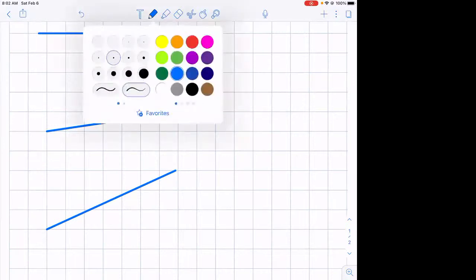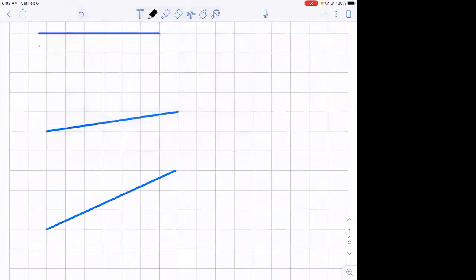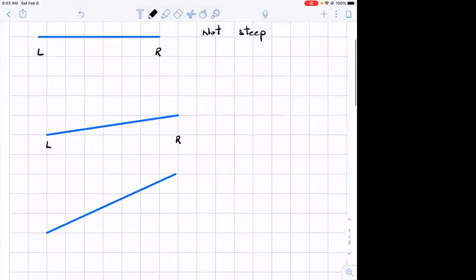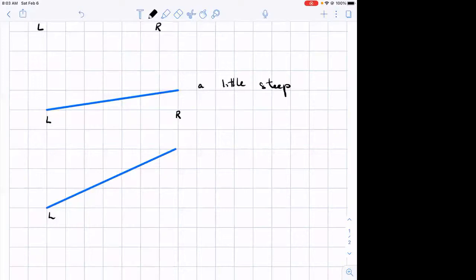Now, when we look at a line, we'll be looking at the line as we travel from the left side of the line to the right side. Okay, in our observation, here's the left side of the line, here's the right side of the line. So here we can say that this is not steep. Here we can say it is a little steep. And here we can say as we travel from left to right, it is more steep as compared to the one above it.